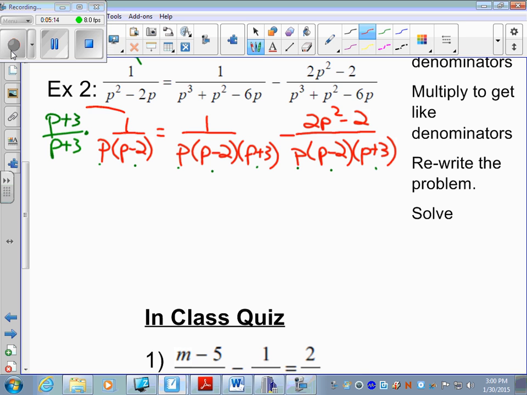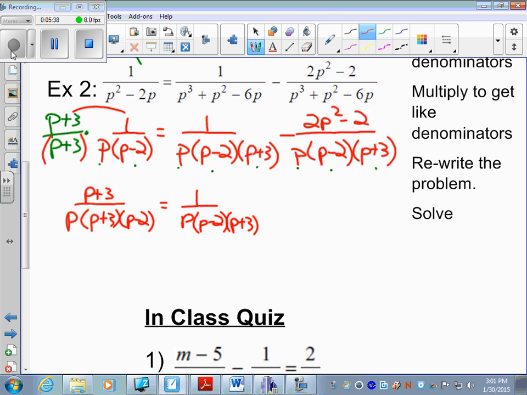p plus 3 is just p plus 3 over, I'm not going to multiply out the denominator. Never do. Kind of a waste of time. Let's see here, what do we have? p plus 3 times p minus 2 equals 1 times, over p times p minus 2 times p plus 3, minus 2p minus 2 over p times p minus 2 times p plus 3. A lot of rewriting, but now we have all like denominators.